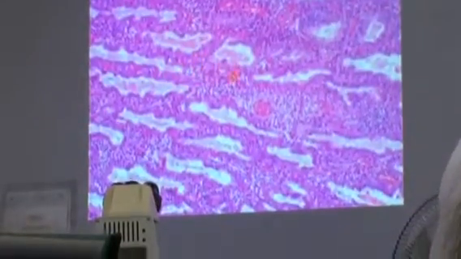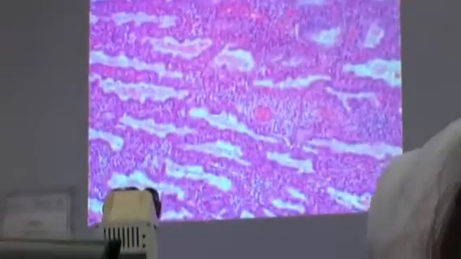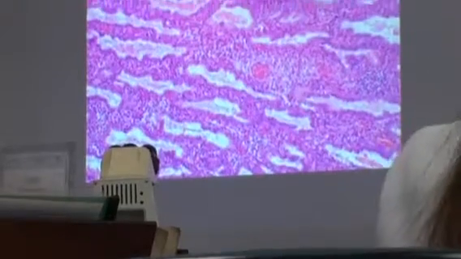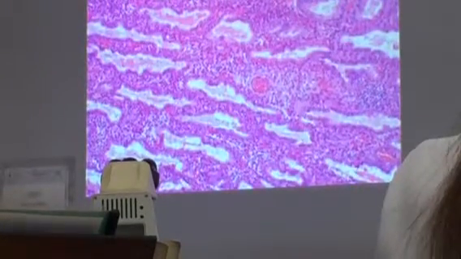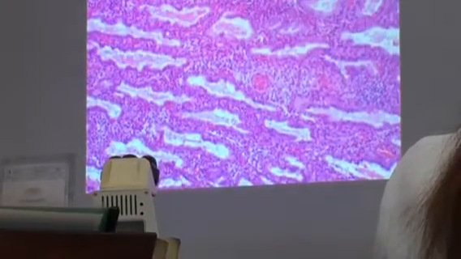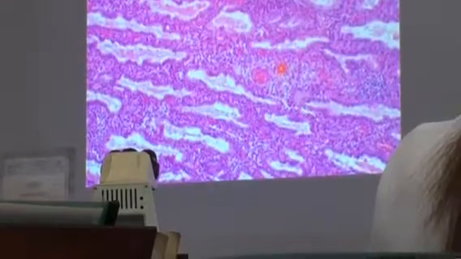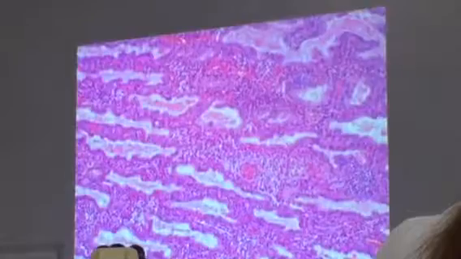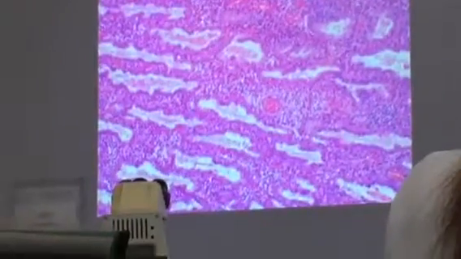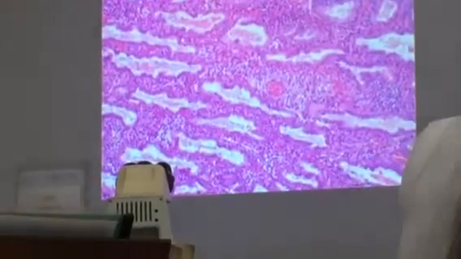But they're regular, meaning that they're aligned to each other. They don't have different shapes. At the same time, you can even see here, even at low power, that the nuclei in the stroma are farther apart, and that's because they have more abundant cytoplasm.